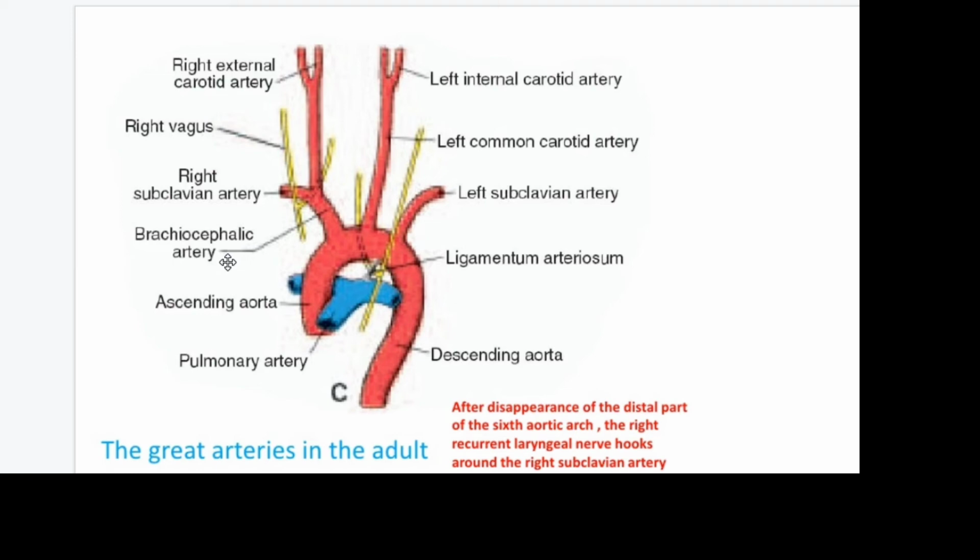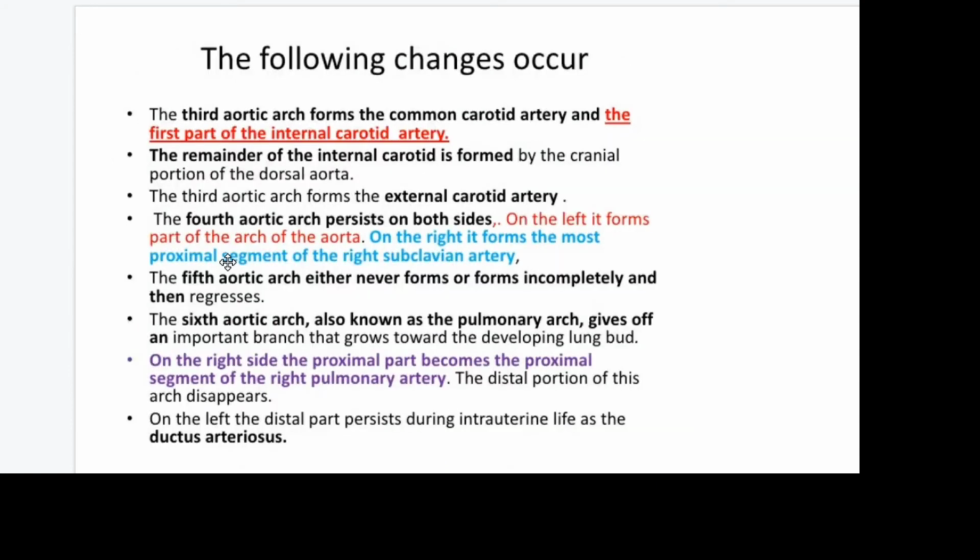So the following changes occur. The third aortic arch forms the common carotid and the first part of the internal carotid artery. The remainder of the internal carotid is formed by the cranial portion of the dorsal aorta. The third aortic arch also forms the external carotid. The fourth aortic arch persists on both sides. On the left, it forms part of the arch of aorta.